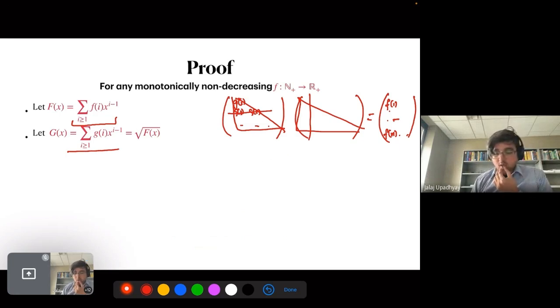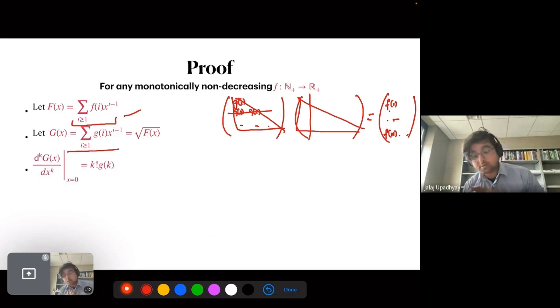Now, as long as I have a polynomial which has a formal power series, I will have a square root which also has a formal power series. So this is without any loss of generality again. In particular, for any lower triangular Toeplitz matrix, I can write this thing. So that's good. Now, how to go about it?